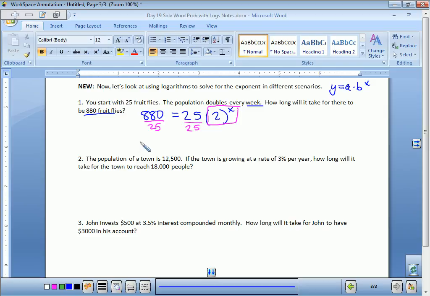And so that gives us 35.2 equals 2 to the x. And since I do not know what power to raise 2 to get 35.2, I'm going to have to use logs to solve this problem. So I'll take a log of both sides. And when I do, that x comes out in front.